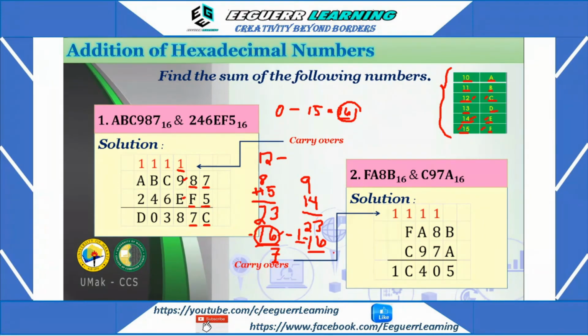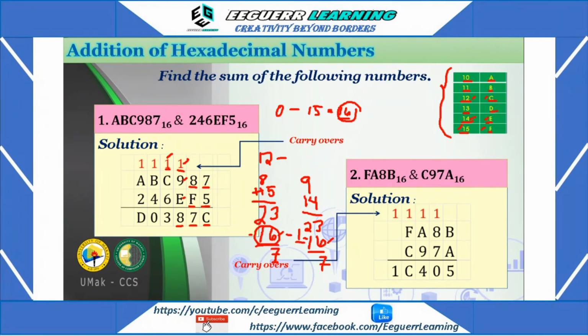So 23 minus 16 is 7. Okay, then plus our carry 1. Our carry 1 will give us 8. 7 plus 1 will give us 8. Okay, so let us proceed. So we have 8 here and a carry of 1 because we already meet the one whole cycle of hexa, which is 16. That is why we have a carry of 1 here.